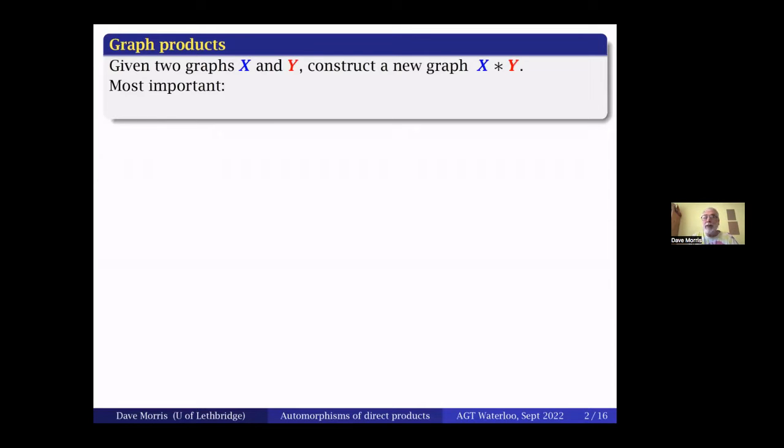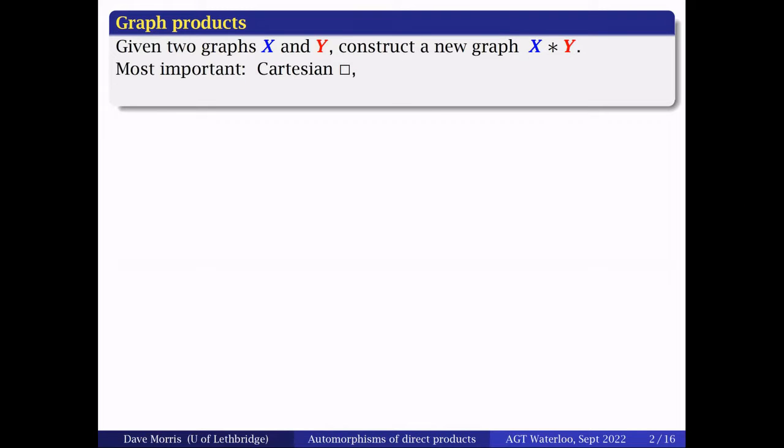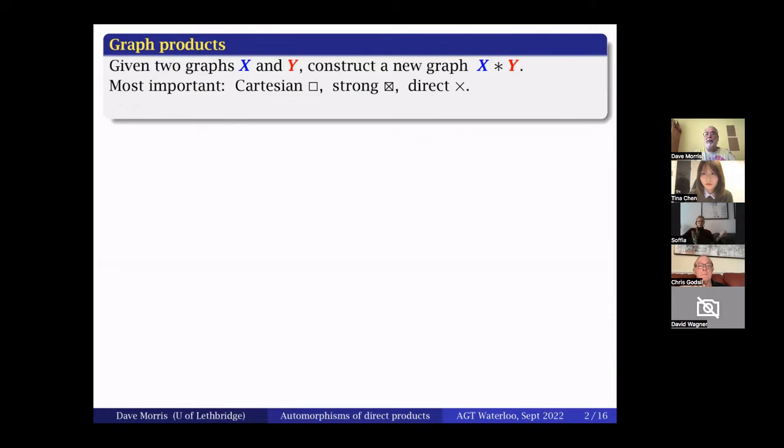The most important examples of products, so there are lots of them, but the most important are probably the Cartesian product, which is usually denoted by a square, the strong product, which is a square with an X in it. And the one I'm going to talk about today really is the direct product, which is just a times sign. The other two are just going to be used as examples, to contrast with what I'm talking about.